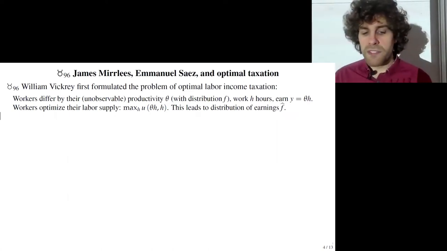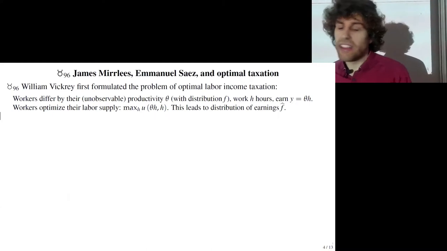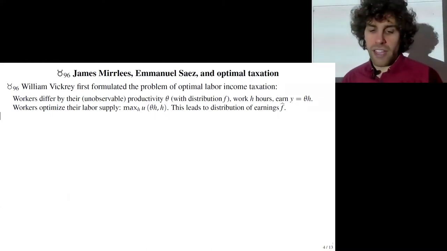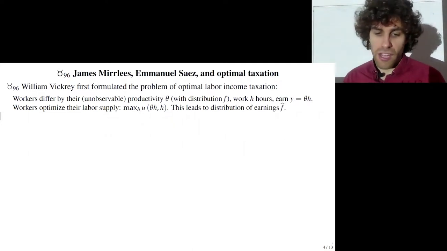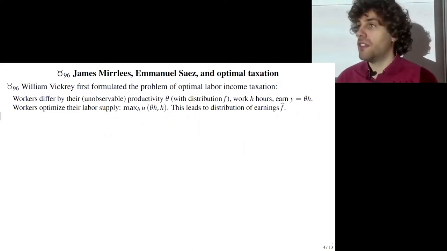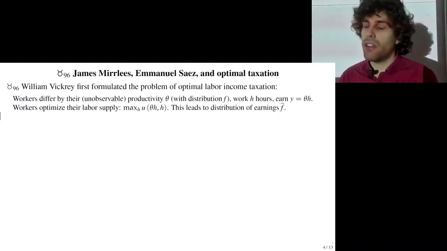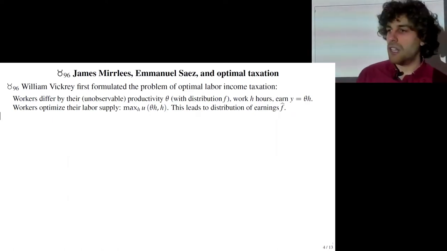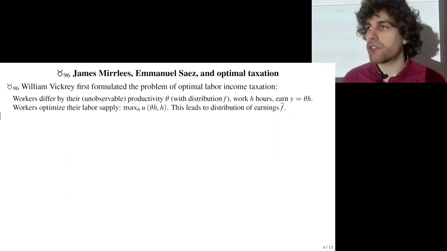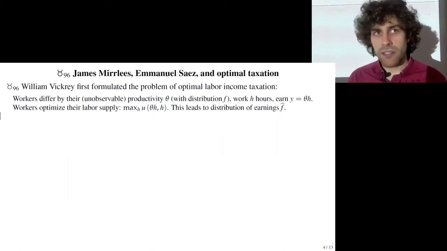Then each worker optimizes their labor supply. So their utility is increasing in their earnings, theta h, and decreasing in the amount of work, h. So they maximize their number of hours given the income tax rate schedules. And this leads to a distribution of earnings, F hat.